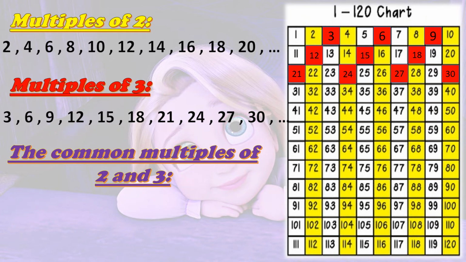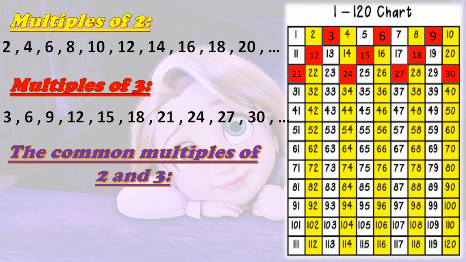Okay, the common multiples of 2 and 3. What's common multiples of 2 and 3? The common multiples of 2 and 3 are the common numbers in 2 and 3. Let's check here. I have here in multiples of 2, I have 2, 4, 6, 8, and so on. Check here with the number I have in multiples of 2 and also have it in multiples of 3.